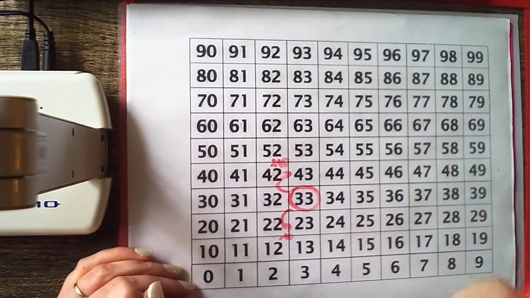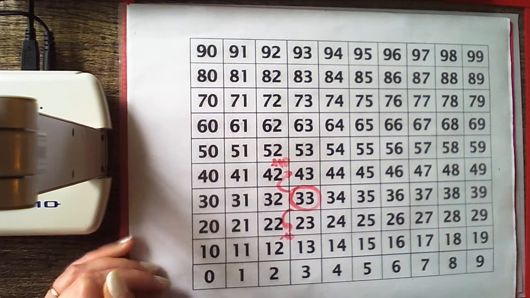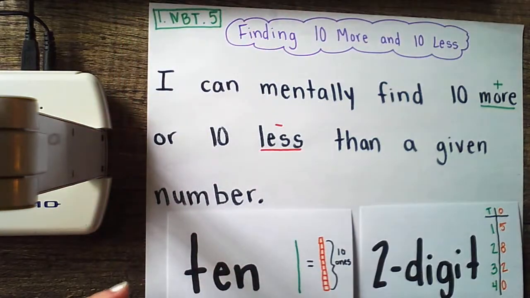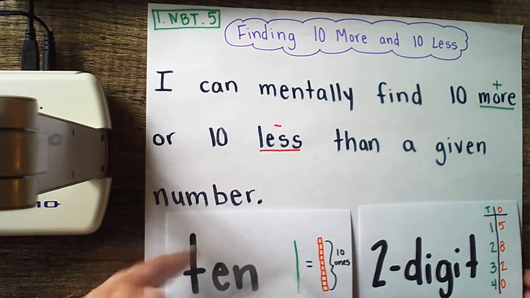But this is still using a picture to help me. This reverse hundreds chart is another way of showing a picture. I need to be able to do this in my head because my I can statement says that I have to be able to do this mentally. Well, here's the trick.